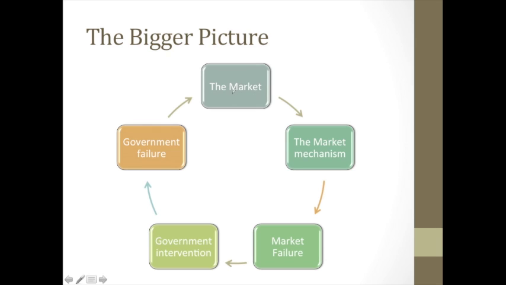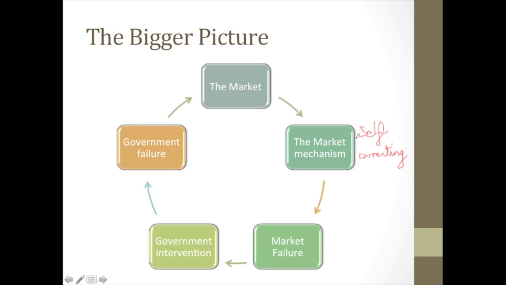So you start with the market and you move through the market mechanism, market failure, government intervention and government failure. Why is it a cycle? Well, because you are taught from a free market perspective that the market mechanism is self-correcting. What do we mean by self-correcting? Well, we mean that the market will adjust itself according to the laws of supply and demand.